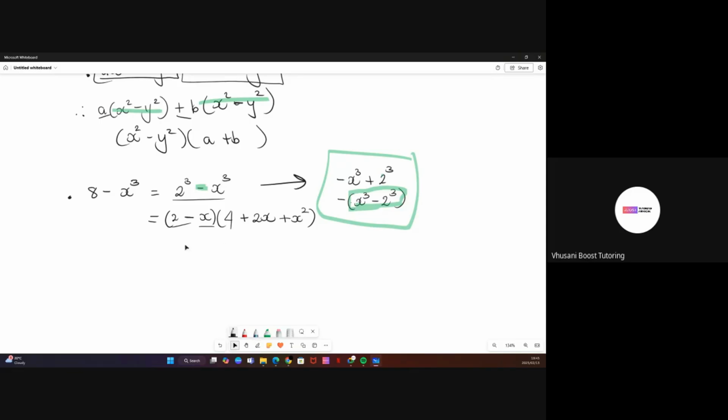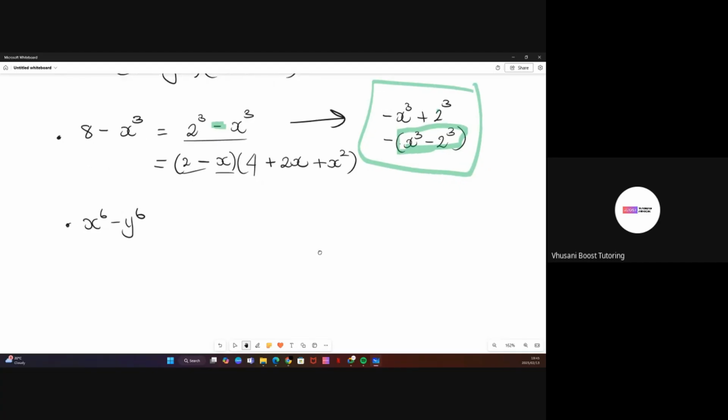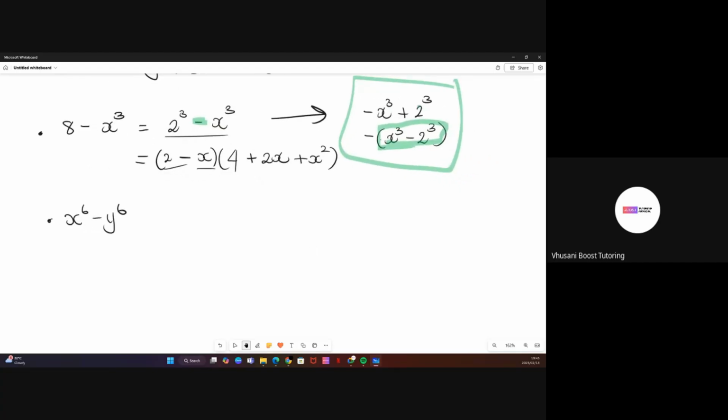Okay, perfect. So one more, and I would like someone to take this one as well. We have x to the power of 6 minus y to the power of 6. So let's do this one and we'll be done with our examples over here. So we'll be done with 0.5. We'll start with 0.6, which is fractions. So let's go. Any takers on this one?